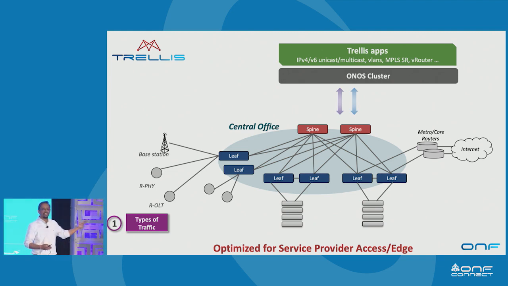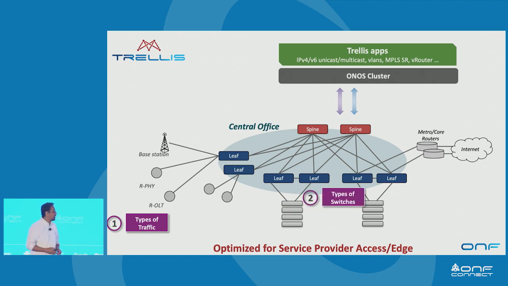So you can get GTP encapsulated traffic from base stations, from remote PHYs, you can get L2TP encapsulated traffic. From ROLTs, you can get double VLAN tagged or PPPoE traffic. So Trellis has a number of features that deal with these different kinds of traffic that you don't normally find in data center fabrics.